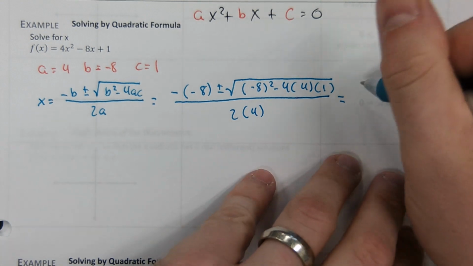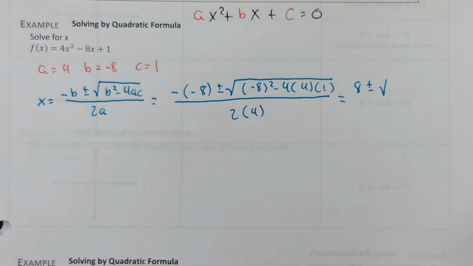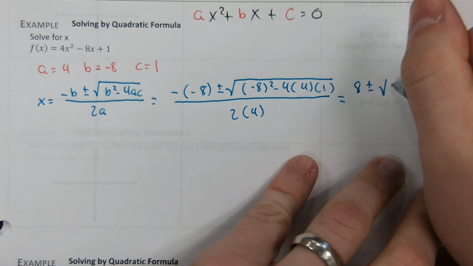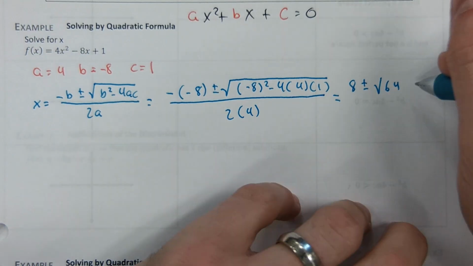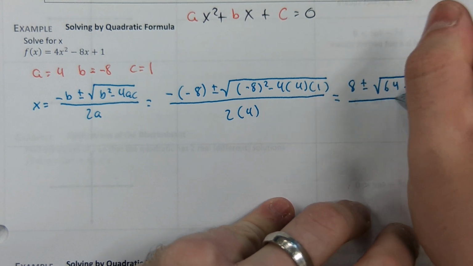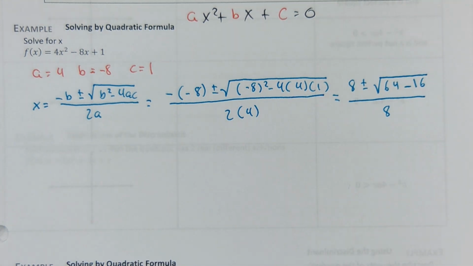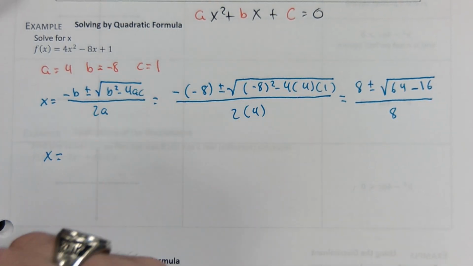Anyway, negative 8 is positive 8 plus or minus square root of negative 8 quantity squared, that's negative 8 times negative 8, is positive 64. And this is negative 4 times 1, which is negative 16. 64 minus 16 is 48.